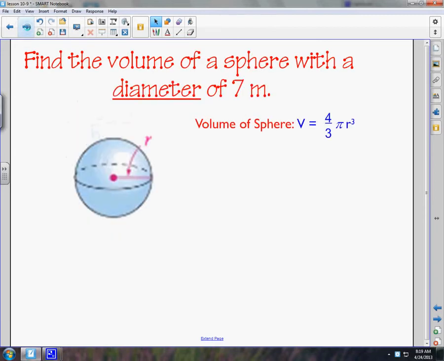All right, and the last example is a sphere. It says find the volume of a sphere with a diameter of 7. A diameter of 7 means that my radius is 3.5. So try this problem and then we will go over it.